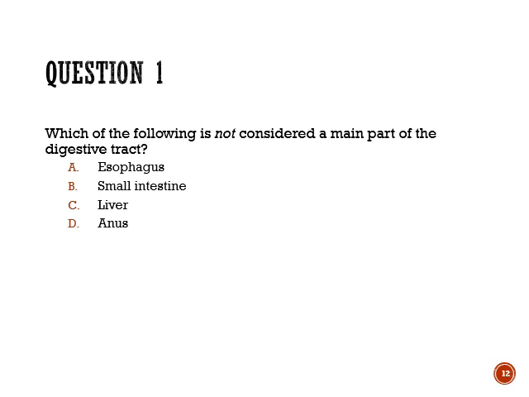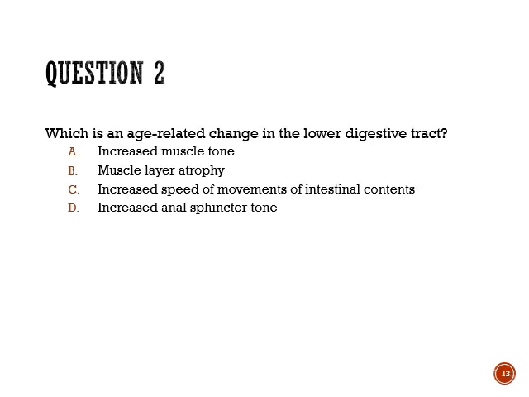Let's go to question number 2. Which is an age-related change in the lower digestive tract? It's B, muscle layer atrophy, which leads to constipation, which is a common problem with the elderly, huh? The muscles just don't, that peristalsis just doesn't move like it should. All the others are wrong. They don't have increased anything, really. Right? All right, thank you. I'll be back to talk about the next chapter.